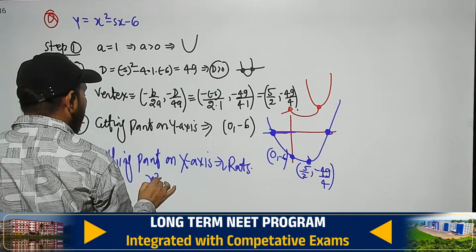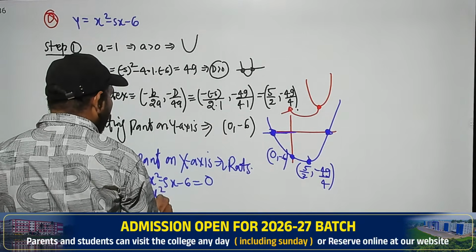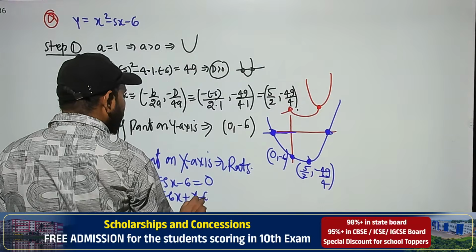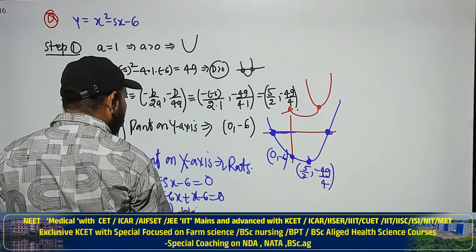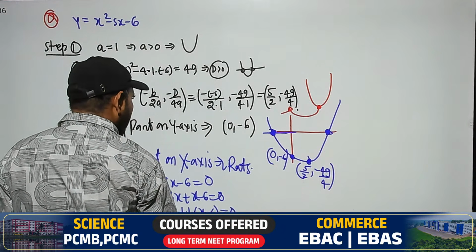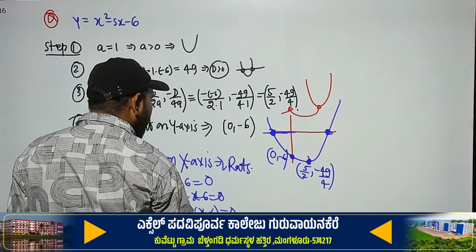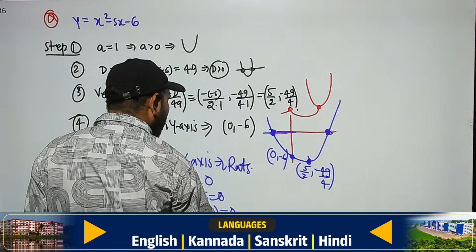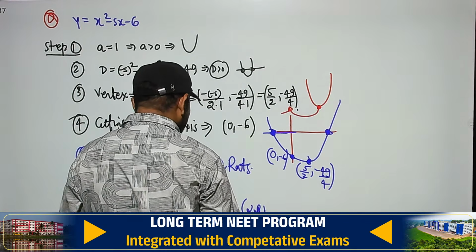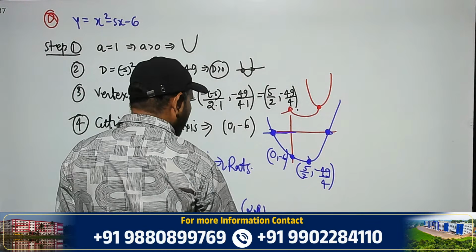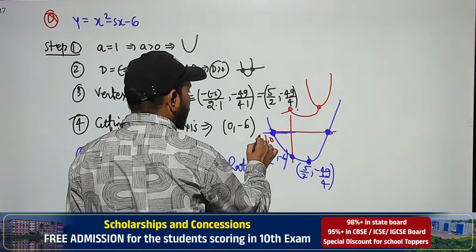So x square minus 5x minus 6 is equal to 0. So x square minus 6x plus x minus 6 is equal to 0. It means x minus 6 common, x common here and plus 1 common. So x plus 1 into x minus 6 is equal to 0. It means roots are minus 1 comma 6, alpha comma beta, you can say. So this point is minus 1 comma 0.